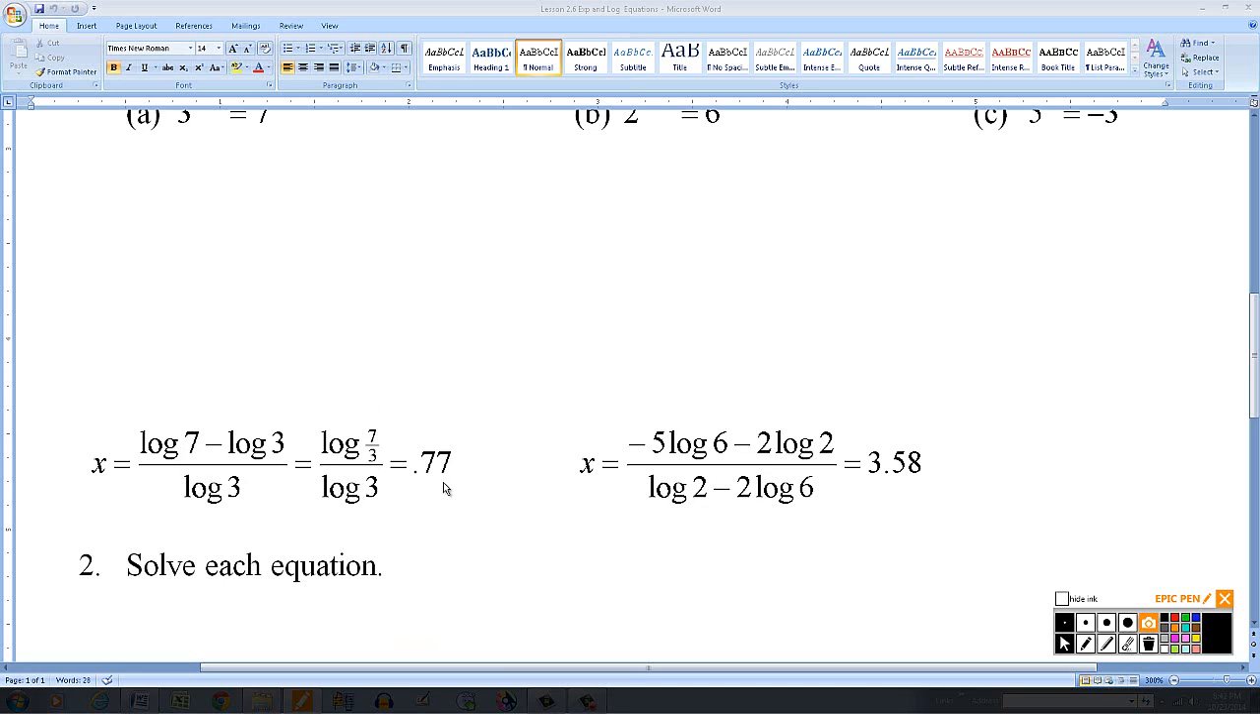So either one of these would be your exact answer: the log of 7 minus log of 3 over log of 3, or log of 7/3 divided by log of 3. The approximate answer to 2 places is 0.77. Now, you might say, this is not what I had in the previous one. Well, if you divide by the log of 3, you'll get the same thing I had up here. I get log of 7 over log of 3, and of course minus log of 3 divided by log of 3 is minus 1. So it is the same thing, just in a different form. Okay, so your answer to 2 places is 0.77.